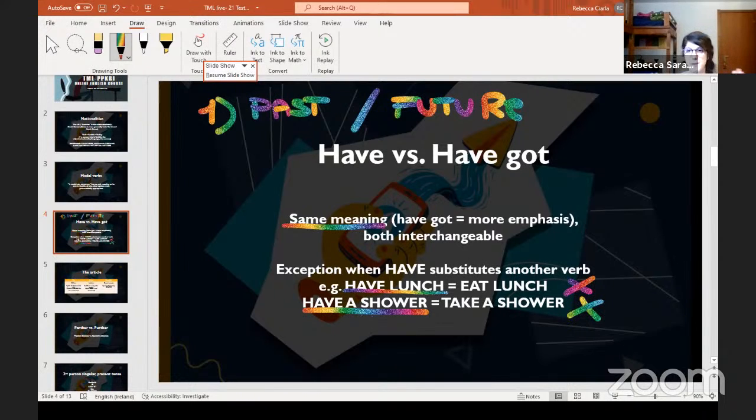So what I would like you to remember is that they are usually used in the same way, meaning that usually you can use either. You can say I have a dog, I've got a dog. I have a pen, I've got a pen, etc. Except for sentences in which have means something else, like have lunch or have a shower, and past and future tenses. Usually it's just in the present that you can use have got. And have got usually means more emphasis.